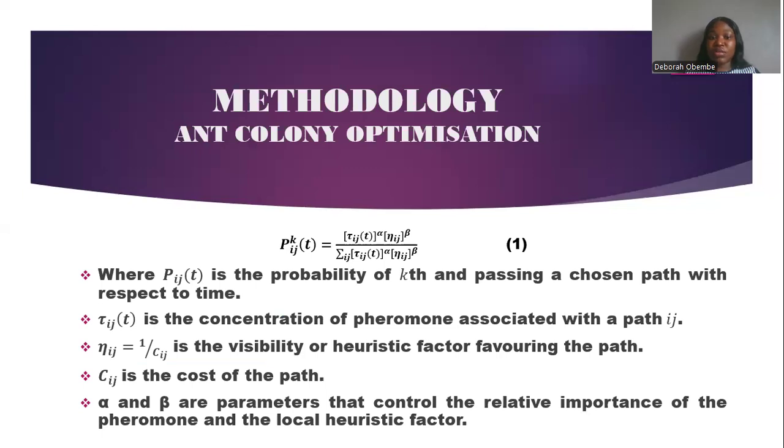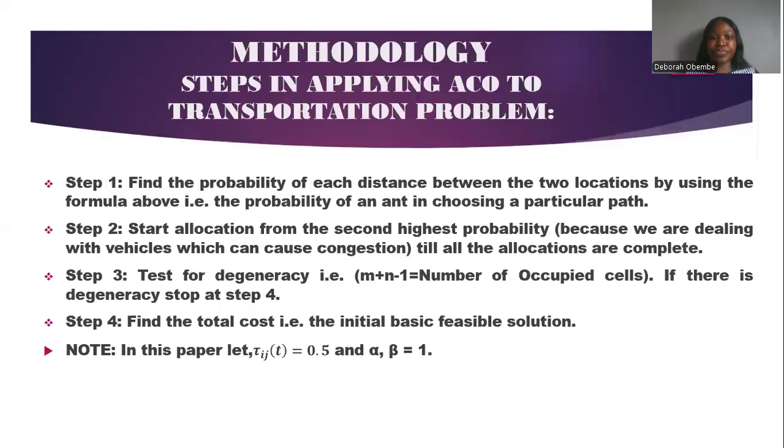Methodology, ant colony optimization. Equation number one is the probability of ants passing a chosen path with respect to time. Tau ij is the concentration of pheromone associated with that path. Then eta ij is the heuristic factor favoring that path. And how do you find the heuristic factor? That is 1 over Cij, and Cij is the cost of that path. Alpha and beta are parameters that control the relative importance of the pheromone and the heuristic factor.